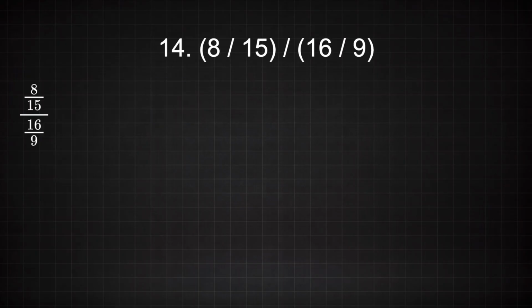Let's proceed to the next problem. 8 over 15 divided by 16 over 9. I am going to go quickly through the next 2 problems, so I suggest you pause the video and attempt this yourself. 16 over 9 is the denominator. The reciprocal of 16 over 9 is 9 over 16. We now multiply numerator by the reciprocal. Can we use cross cancellation?